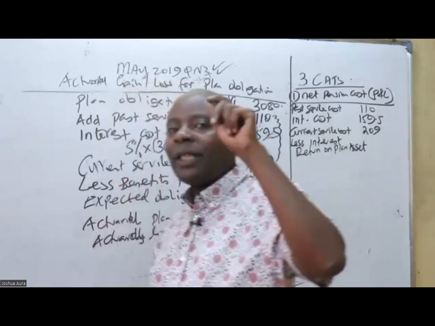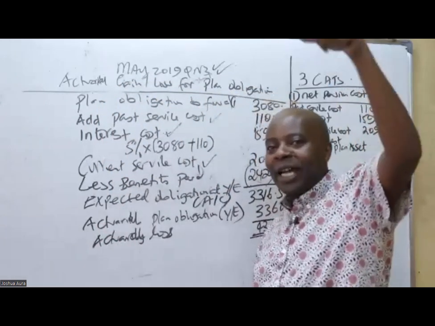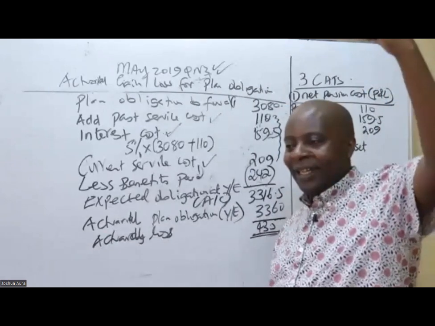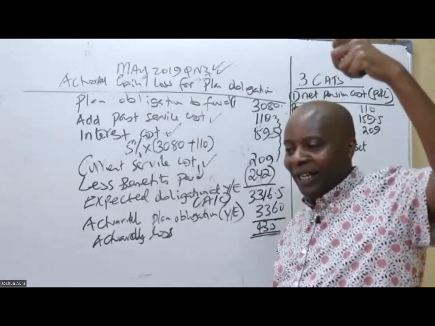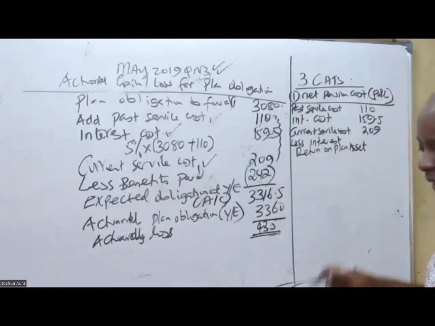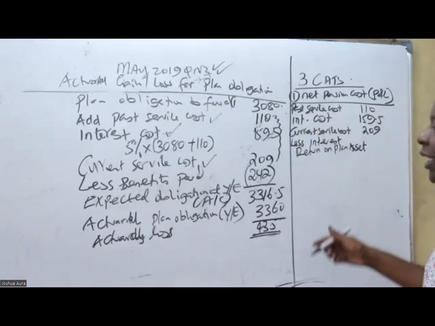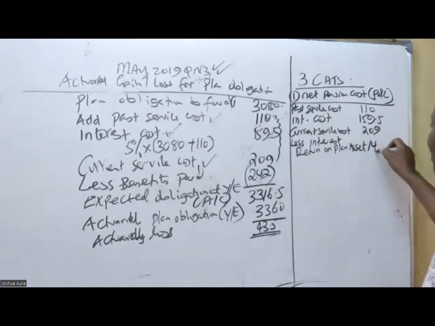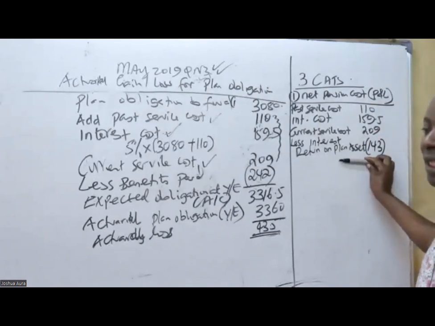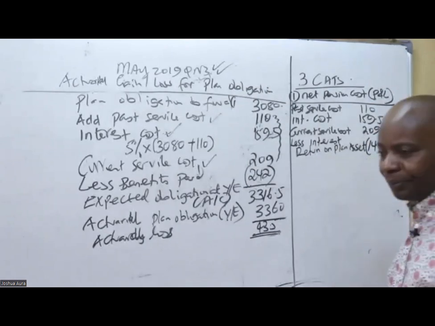So are you able to remember that we got some interest return from the plan asset? Can you go there and pick that figure? 259? Let me see. The expected interest return was 143. Just check. Remember, because we are calling it a cost, this will now be a negative figure because you're subtracting.